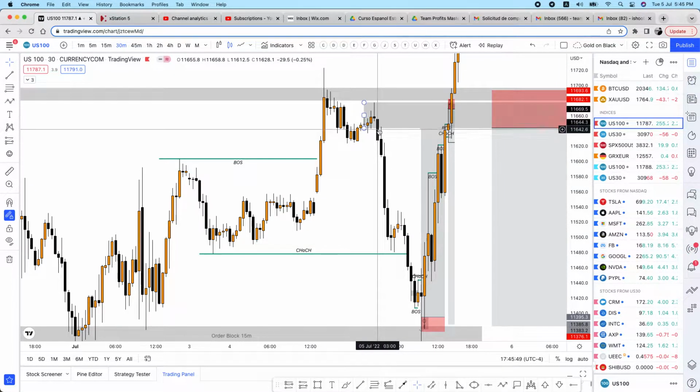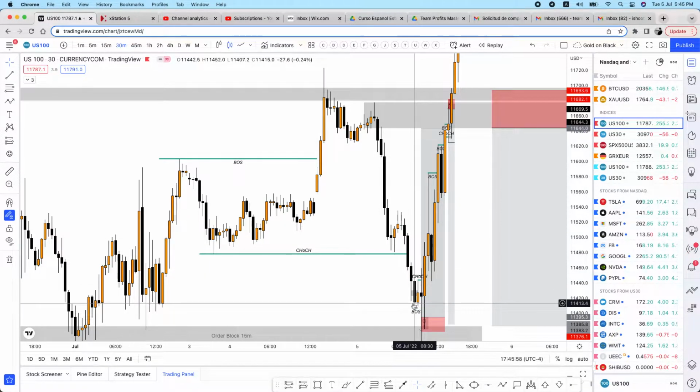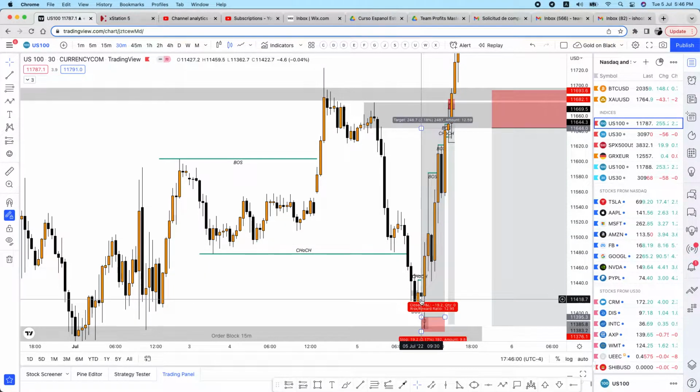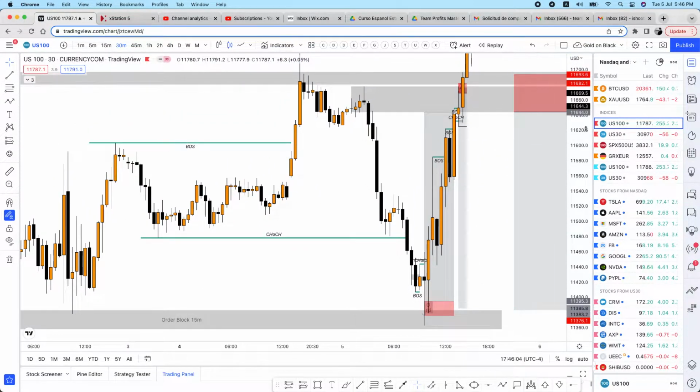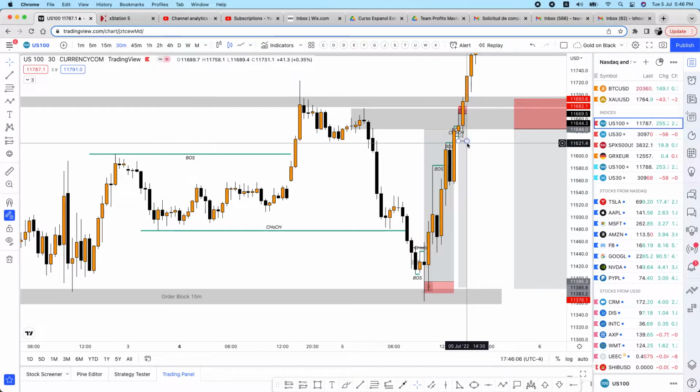This is the London session, 3 a.m. in the morning in my country. This is when it opens. So it started dropping all the way down in the London session. Then the New York session opened, and we had this huge push when the New York stock exchange opened.